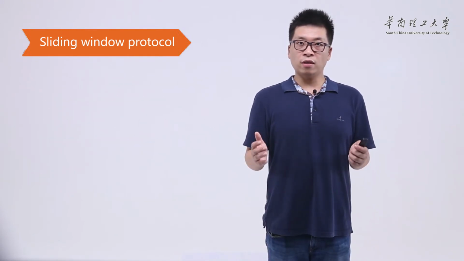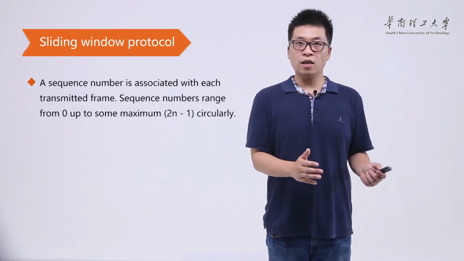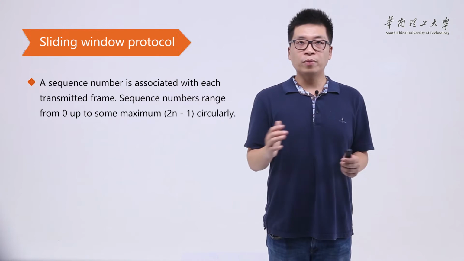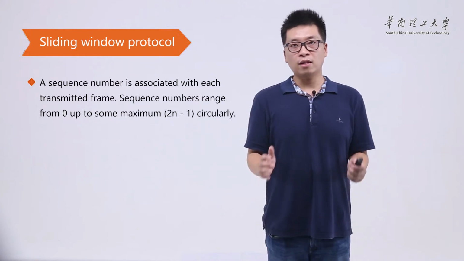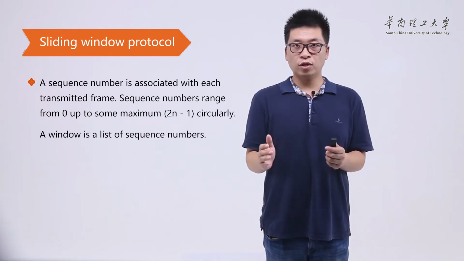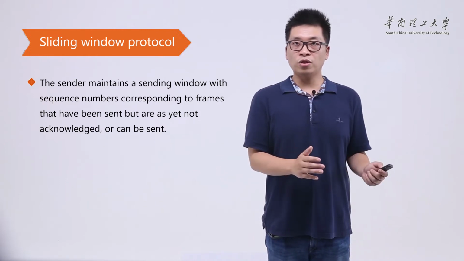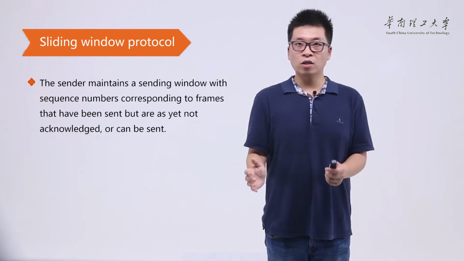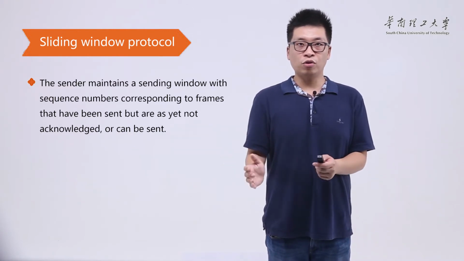So we are going to explain the sliding window protocols. A sequence number is associated with each transmitted frame. The sequence numbers range from 0 up to some maximum, 2 to the power n minus 1, and that will be cyclically repeated. A window is a list of sequence numbers. The sender maintains a sending window with the sequence numbers corresponding to frames that have been sent out but not been acknowledged yet, or those frames can be resent in the future.